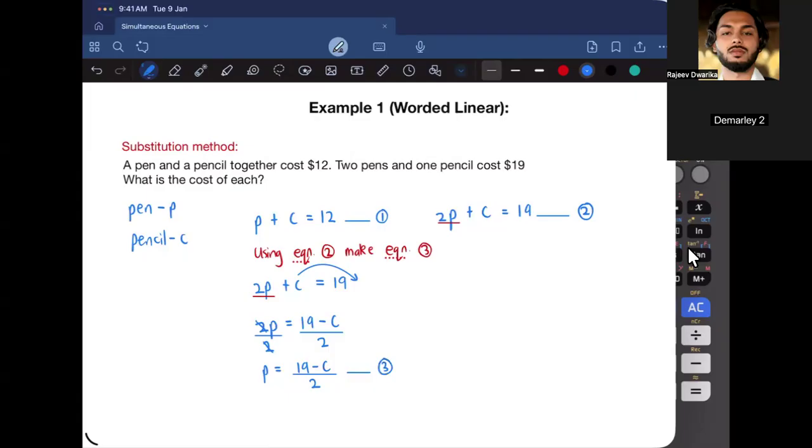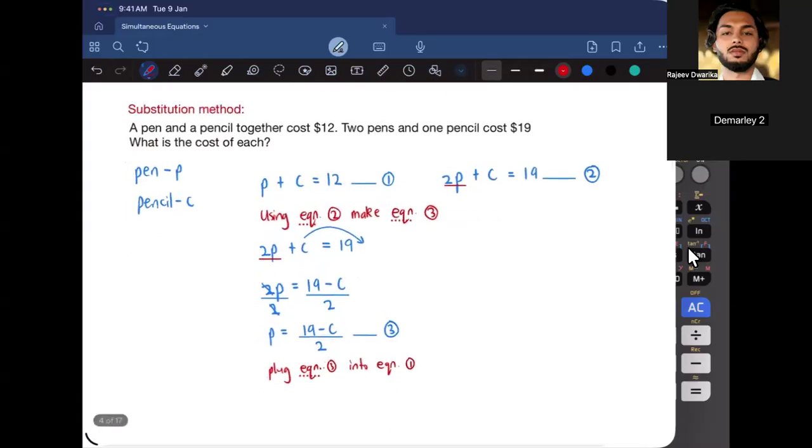Now, since you used equation 2, can you plug that into equation 2? No. Remember, whichever equation you use to make equation 3, you can't use that again. Oh. So we're going to plug equation 3 into equation 1 this time. Understand what I'm saying, right? If you use 1 to make equation 3, you can't use that again. If you use 2 to make equation 3, you can't use that again. Hope you understand that.